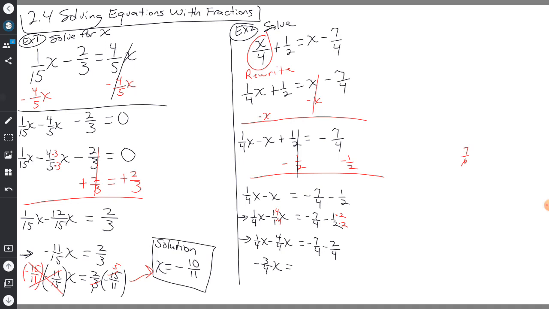We have a negative 7 here, though. So negative 7 minus 2. It's like adding 2 negatives together. Right, so negative 9 over 4 from there. Let's move this over here.